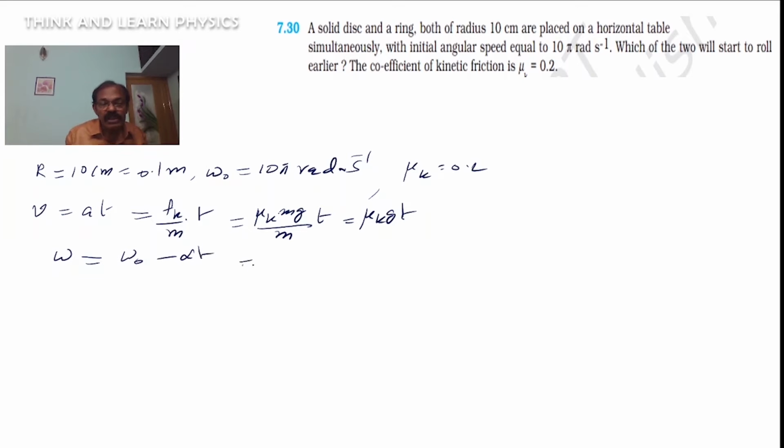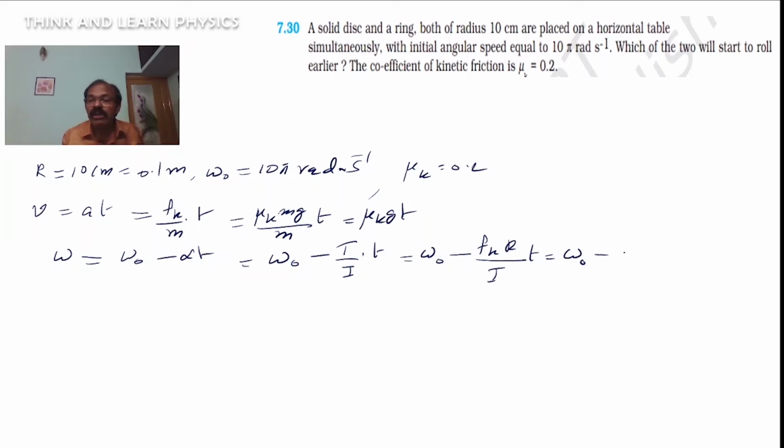If omega is the final angular speed when perfect rolling begins, then omega is given by omega naught minus alpha into t, that is equal to omega naught minus tau divided by the moment of inertia I into t. That is equal to omega naught minus Fk into r, the torque, divided by I into t, and this is equal to omega naught minus mu k mg r t divided by I.